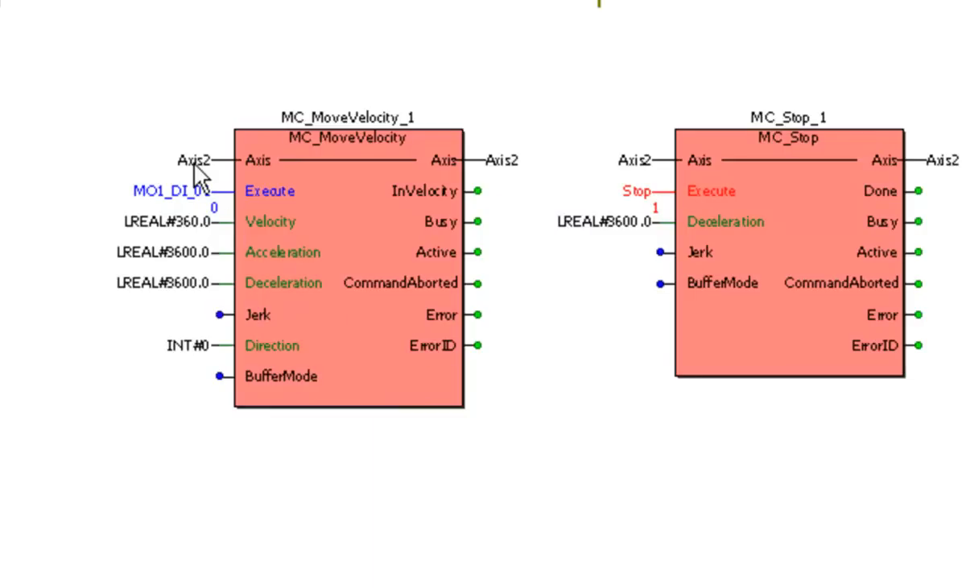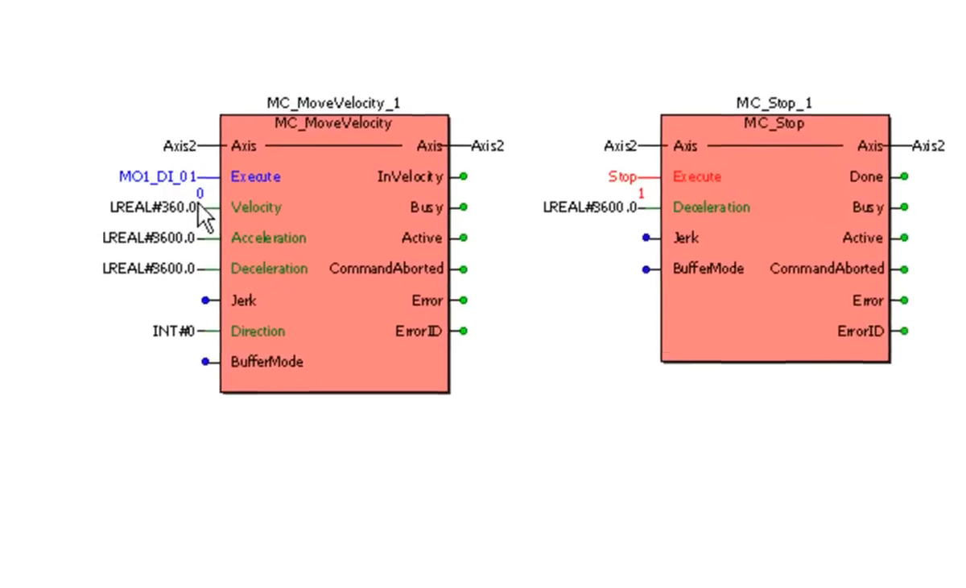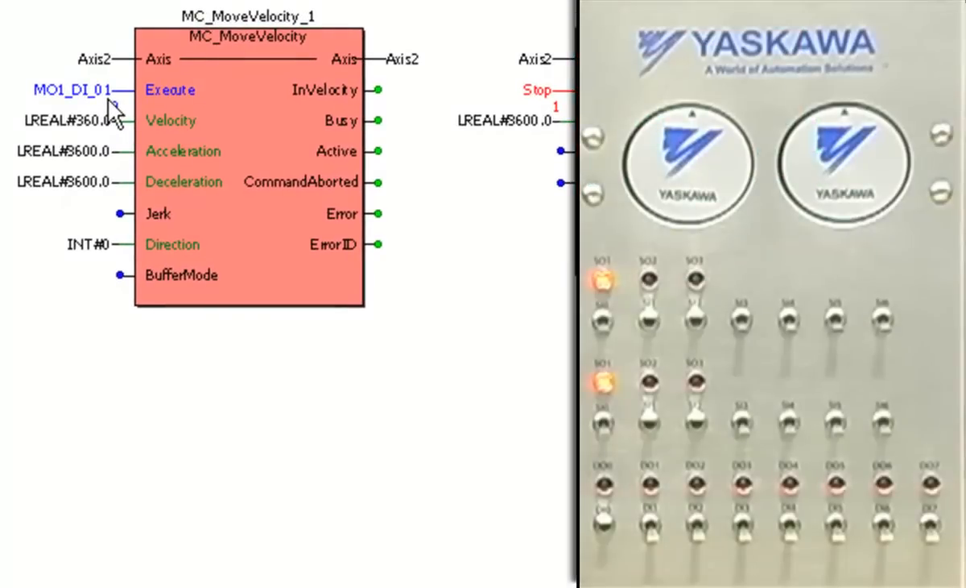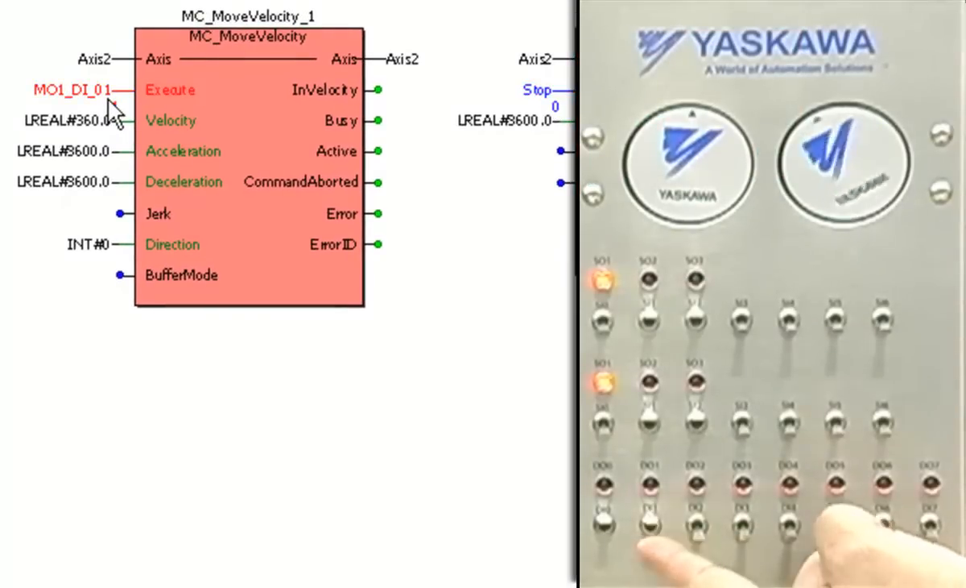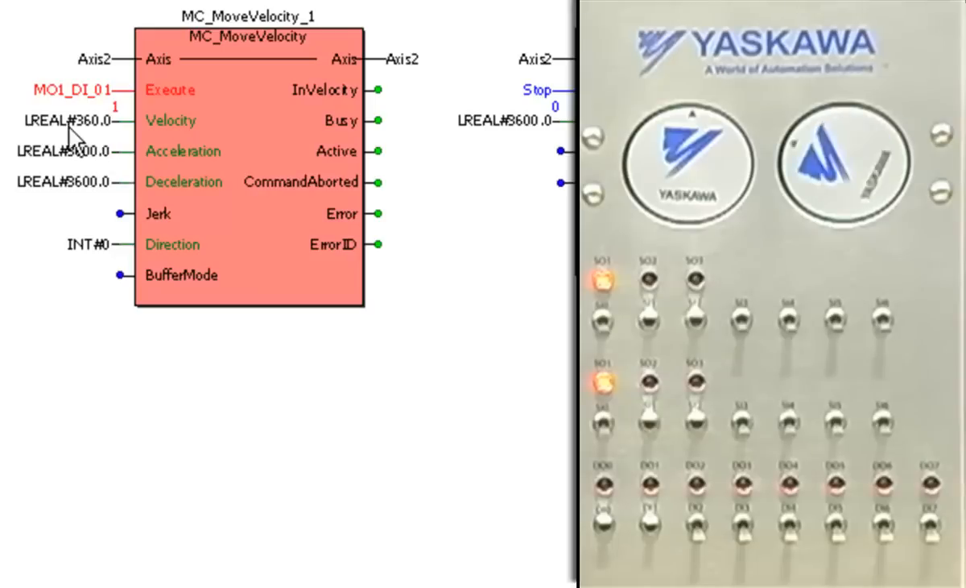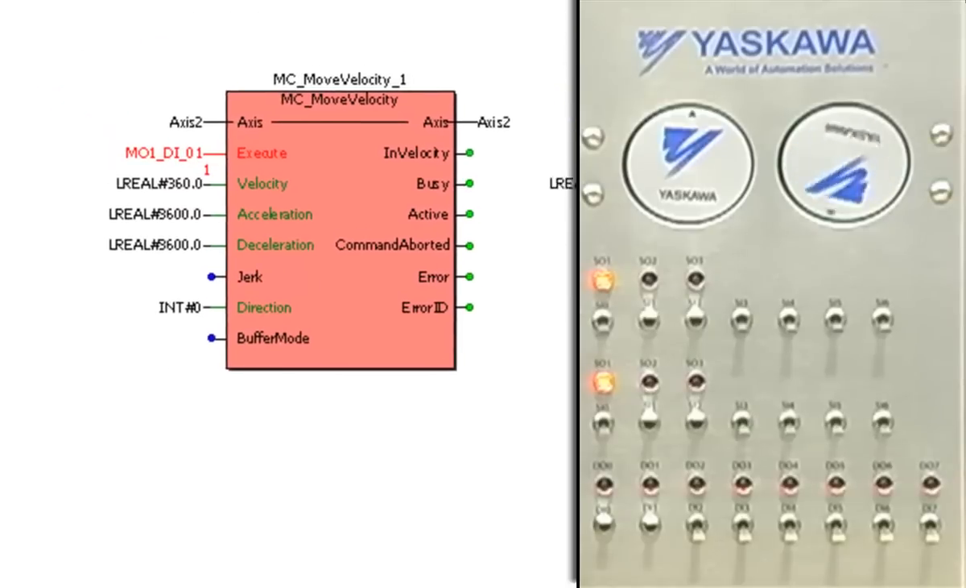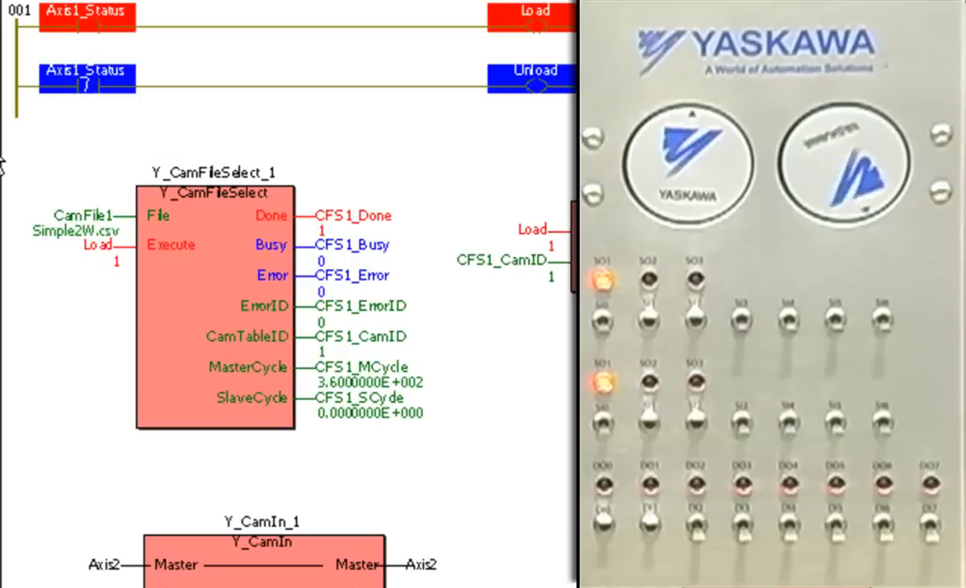Down here is where we have an MC move velocity PLC open block set for axis 2. So when we turn on input 1, you see the axis starts moving at a speed of 360 degrees per second, or 1 rev per second. So now our master is moving. Now let's take a look at what's happening in the cam routine.